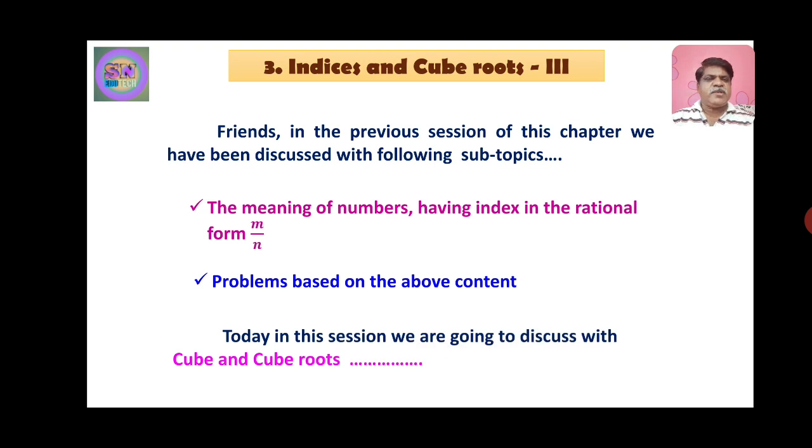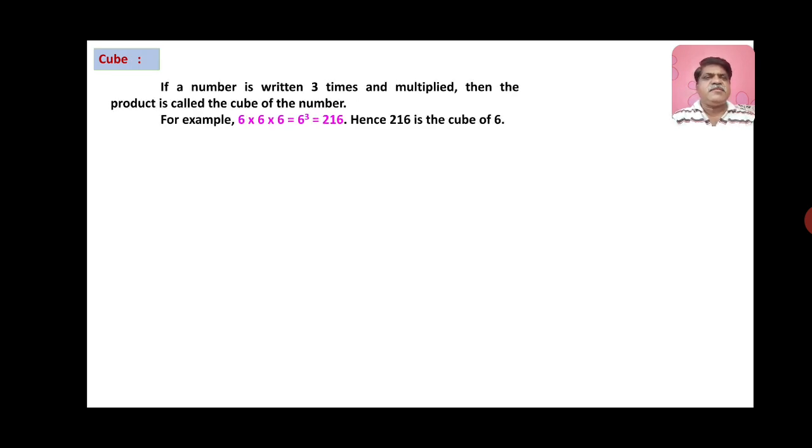Today in this session we are going to discuss cubes and cube roots. Let us start with the cube. What do you mean by cube? Friends, if a number is written 3 times and multiplied, then the product is called the cube of the number. Let us take an example: 6 into 6 into 6 will be 6 raised to 3, and the product is 216. Hence we can say that 216 is the cube of 6.